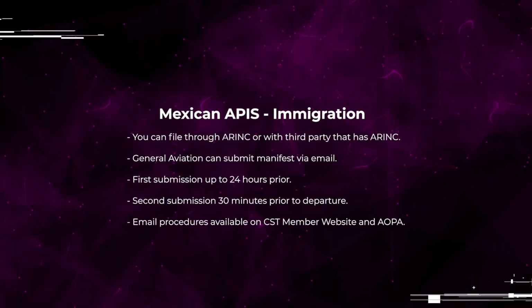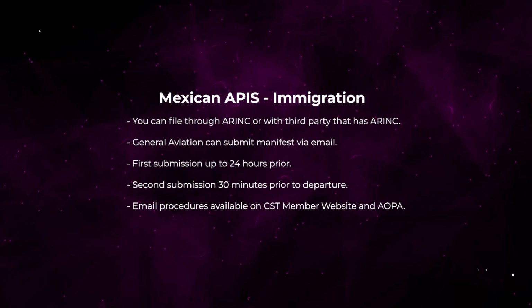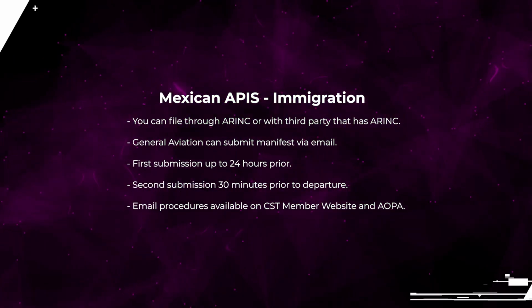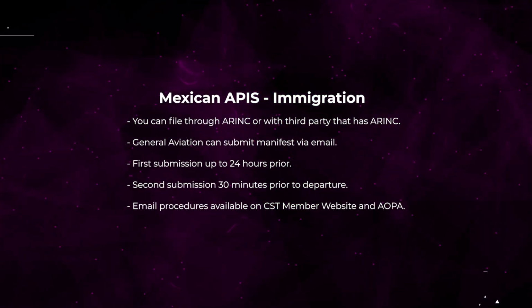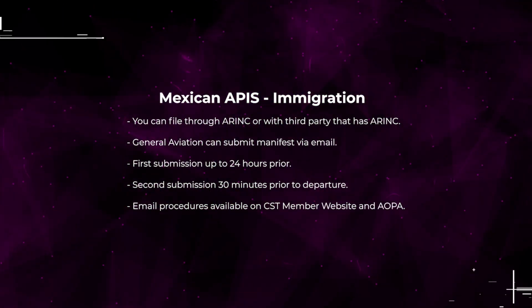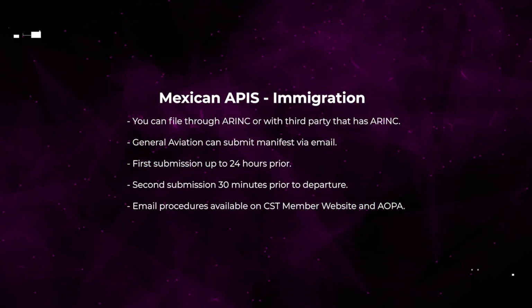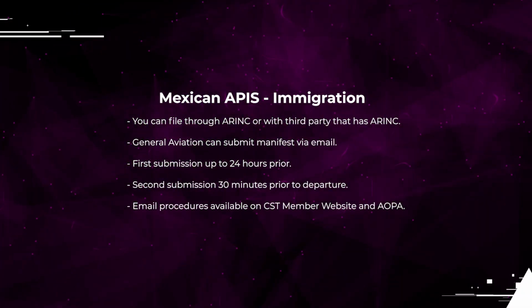On December 31st of 2013, Mexico implemented their own Advanced Passenger Information System, or APIS, for entering and departing the country. The original regulations required that pilots submit their APIS manifest through the AIRING portal, or through a third party with an AIRING portal.